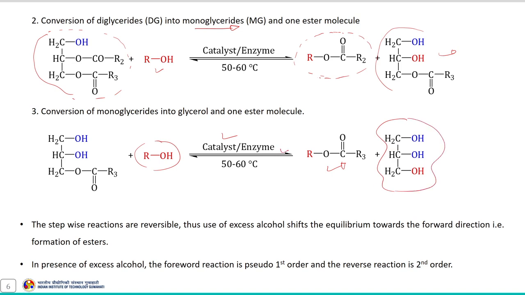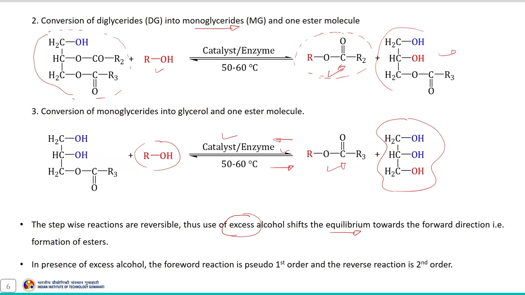As we can see here, these stepwise reactions are reversible. Thus, excess alcohol is required during this particular reaction so that the equilibrium shifts toward the forward direction, that is, formation of the ester. And in the presence of excess alcohol, this forward reaction is considered pseudo first order, and the reverse reaction is a second order reaction.